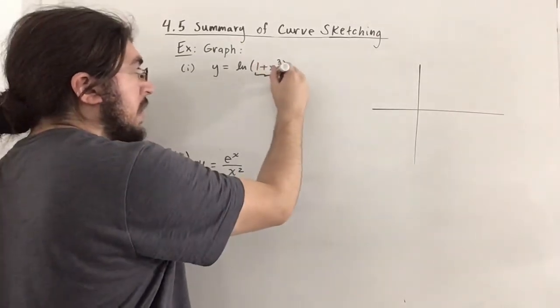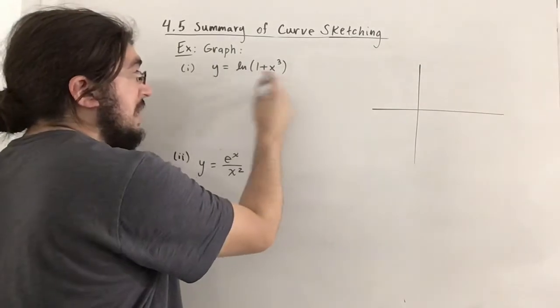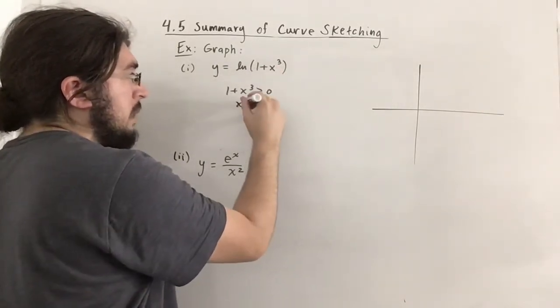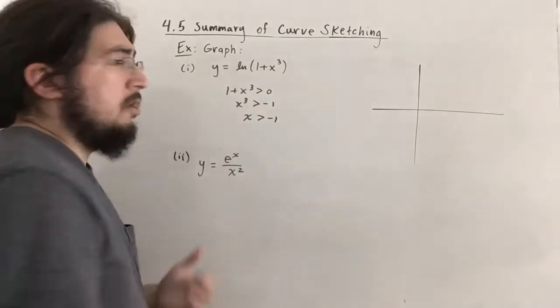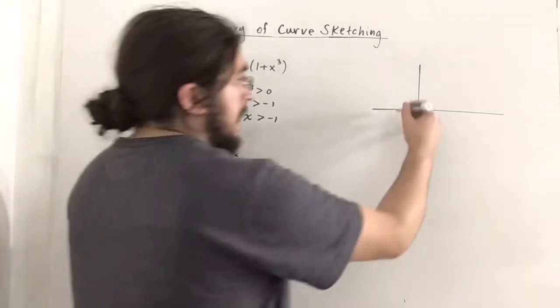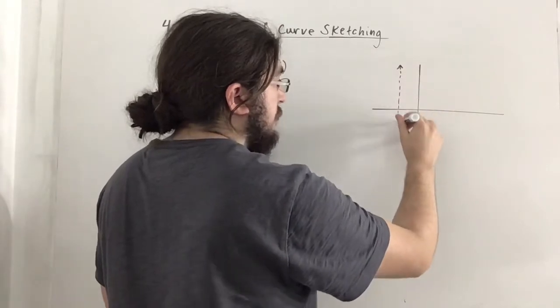And for the domain of ln of something, we want the inside to be positive and non-zero. So I'm going to set this inside greater than 0. And notice in doing that, we get x cubed is bigger than negative 1. So after cube rooting, we get x is also bigger than negative 1. So that's our domain. Meaning we actually get, at x equals negative 1, a vertical asymptote here.